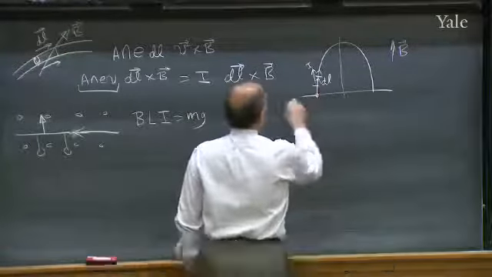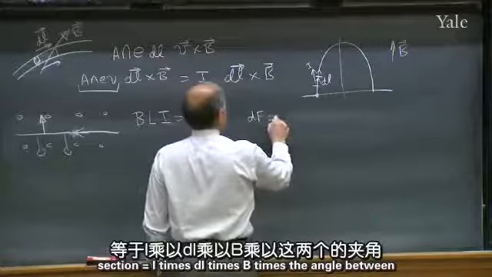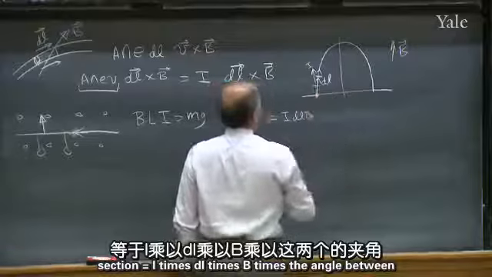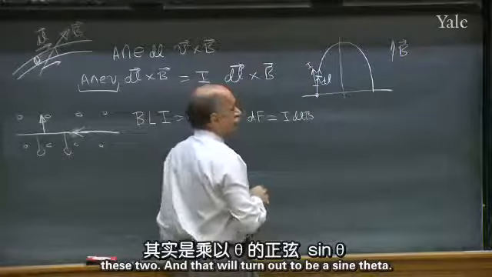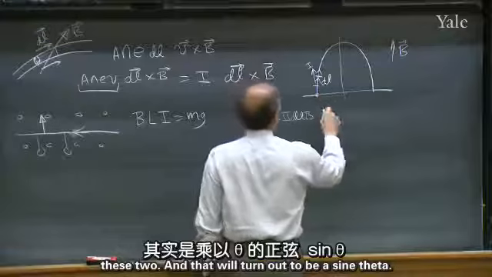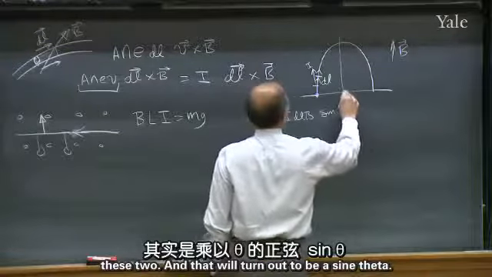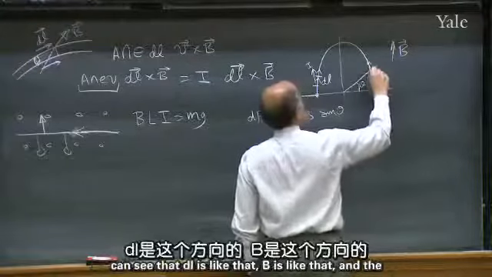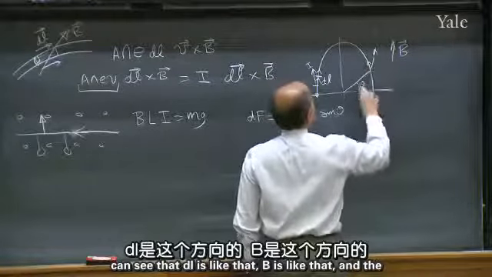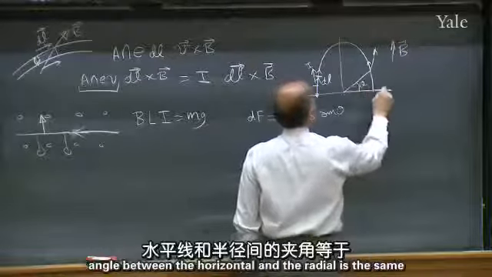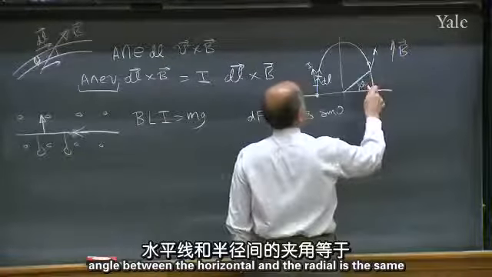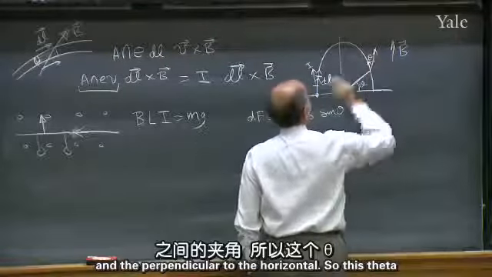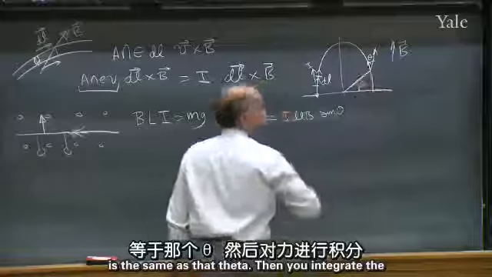And the force coming out of the blackboard due to the little section is equal to I times dl times B times the sine of the angle between them. You can measure theta from here. You can see that dl is like that, B is like that, and the angle between the horizontal and the radial is the same as the angle between the perpendicular to the radial and the perpendicular to the horizontal. So this theta is the same as that theta.